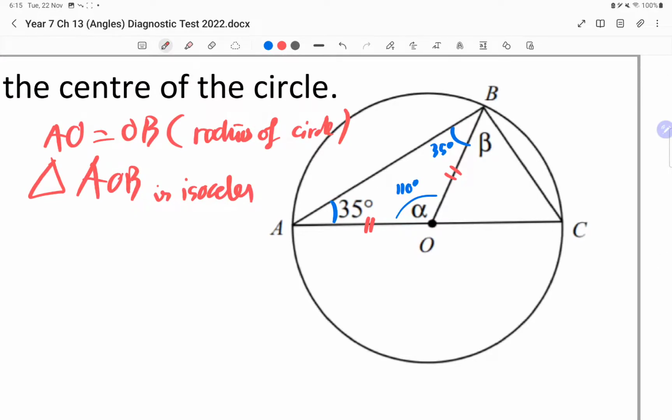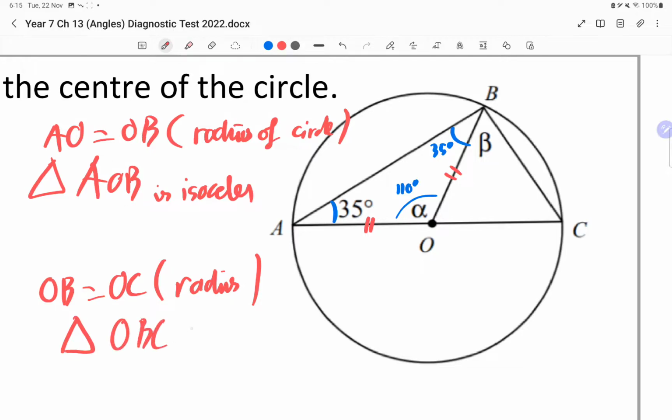Beta. Do you see another isosceles triangle in there? Yeah, which one? One right there. What's the name of that triangle? OBC. OBC, yes. And which two sides are equal? OB and OC. Why are they equal? The radius of the circle. Yes, radius of a circle. That's right. And therefore, triangle OBC is isosceles, right?